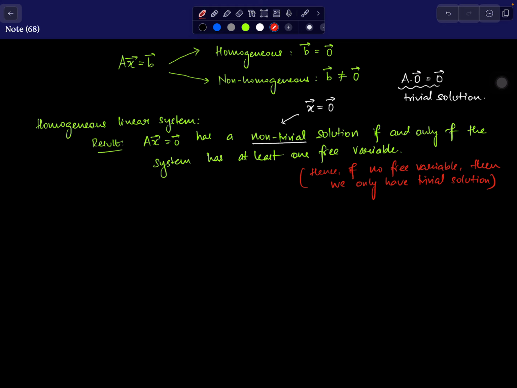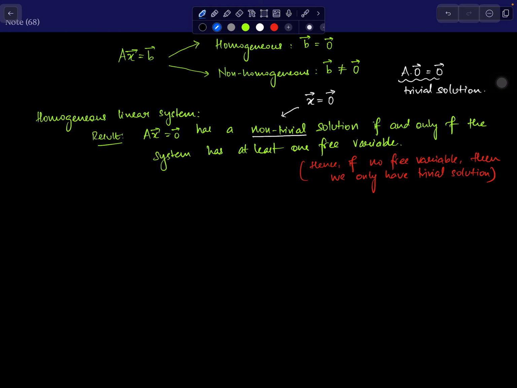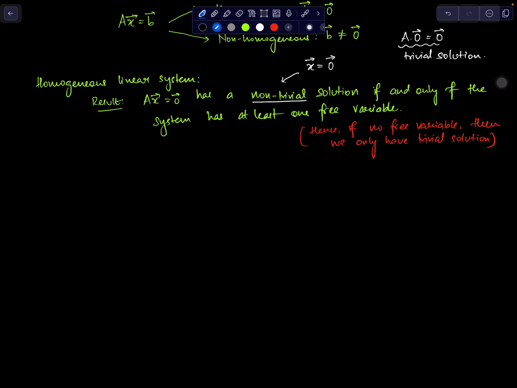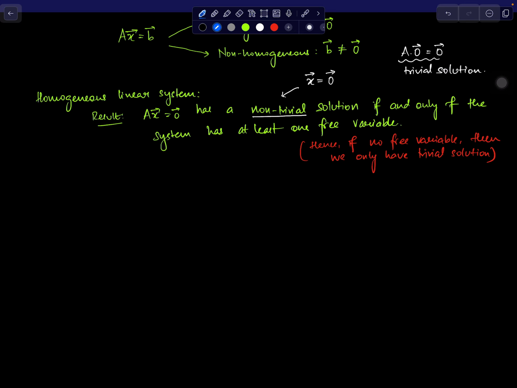So now let's quickly look at an example. All right, so here is the system that I want to work with. So I have 3x1 plus 5x2 minus 4x3 is 0, right? So since this is a homogeneous system, I will have zeros on the right hand side. Minus 2x2 plus 4x3 is 0. And then finally 6x1 plus x2 minus 8x3 is 0.